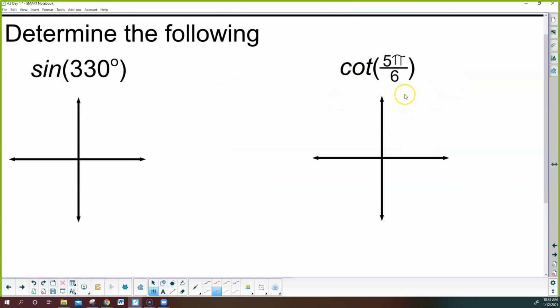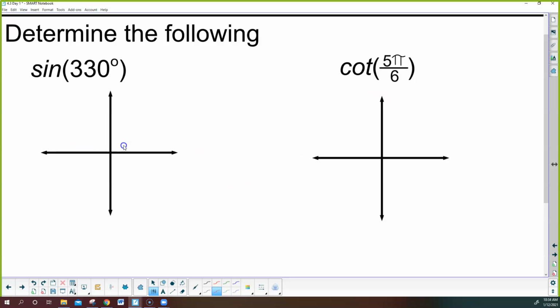All right, I would like you to write these two down. And I'll just share with you, my students in calculus, this is one of the things they struggle with the most. So if you can master it right now, it's really going to help come next year.